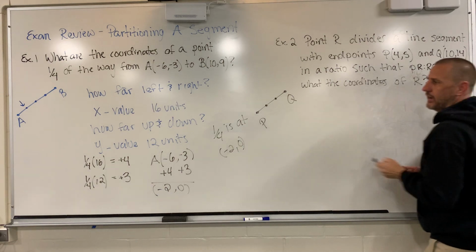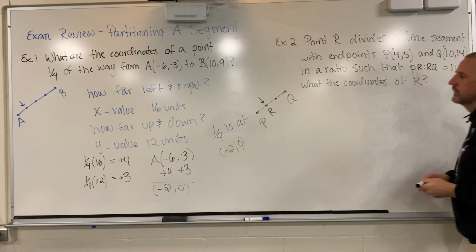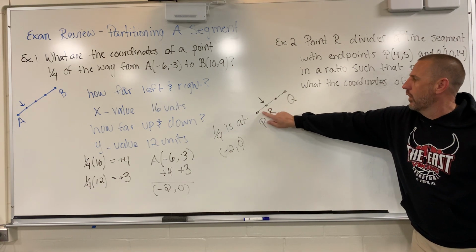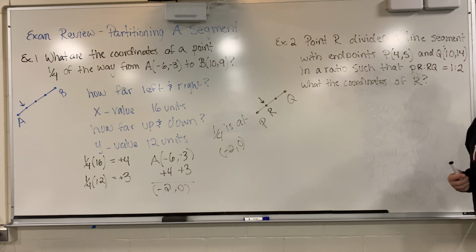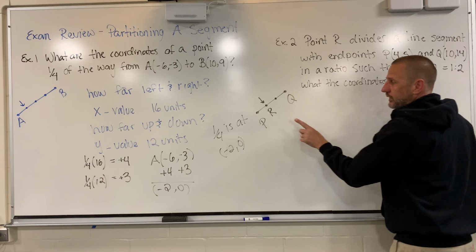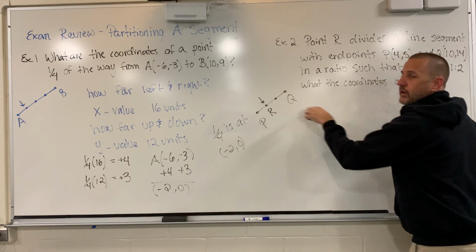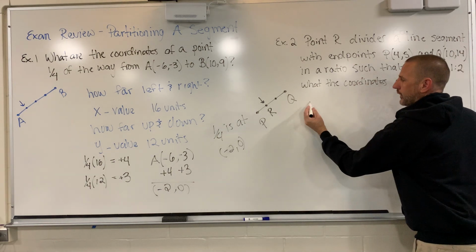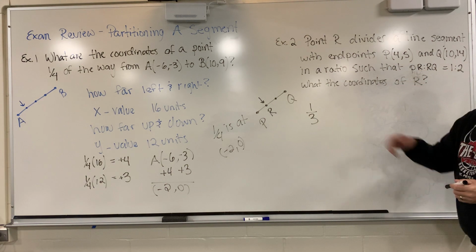Let's look at that as a fraction now. PR is 1 to 2, meaning what is our overall fraction that we're looking at? How many parts are really here with a ratio of 1 to 2? And that would be 1, 2, 3. So when we say a ratio of 1 to 2, we're talking about thirds. I just need to go 1/3 the distance. That's what I'm looking for.